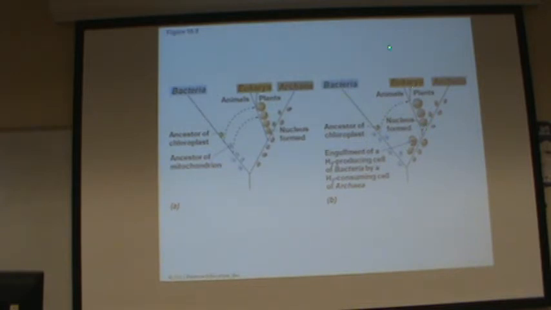So how do you test these two models? You have these two models. How do we find out which model is more correct? Well, when you look at the cell, all you can see is the mitochondria and the genome. How do you know what happened? All you look at is basically the very end.